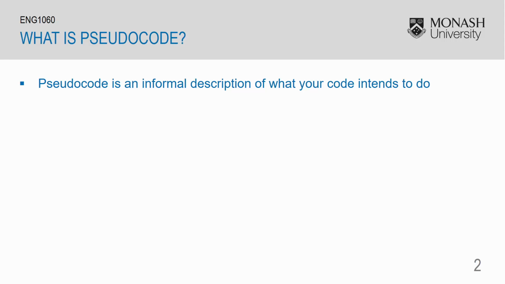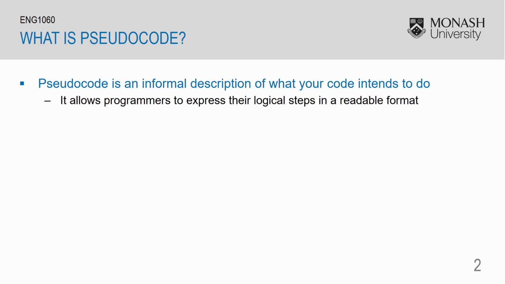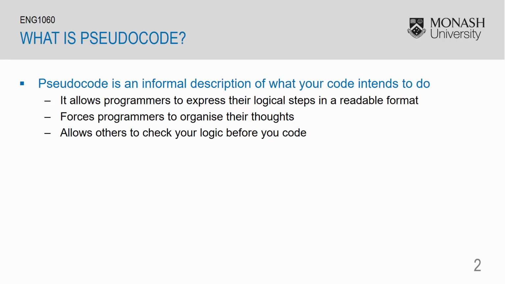So what is pseudocode? Pseudocode is an informal description of what your code intends to do. It allows programmers to express their logical steps in a readable format prior to coding. It forces programmers to organize their thoughts and also allows others to check your logic before you start your coding.